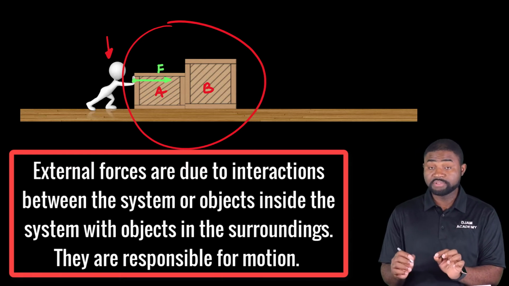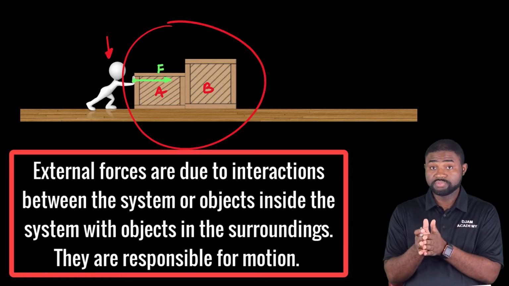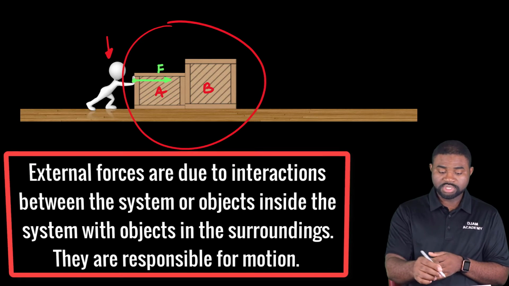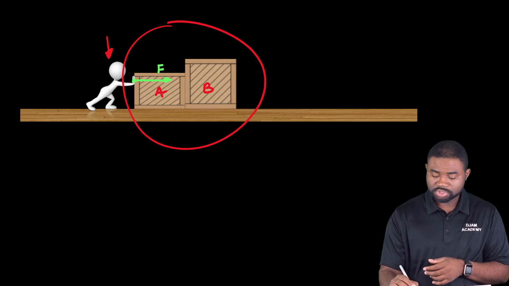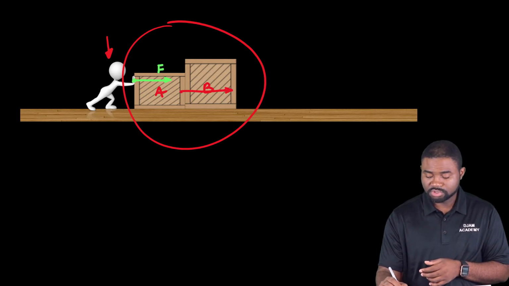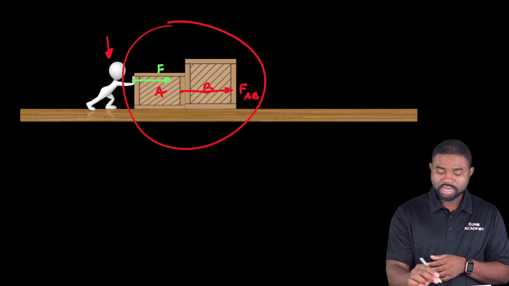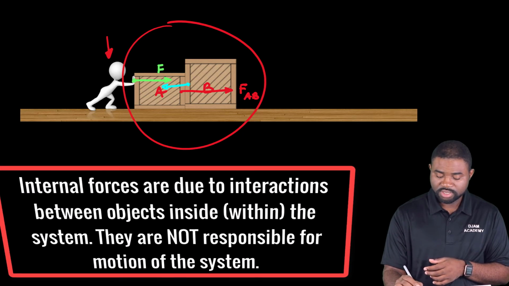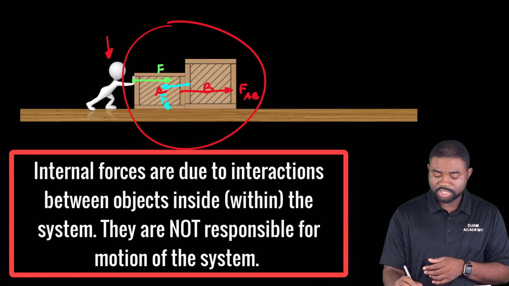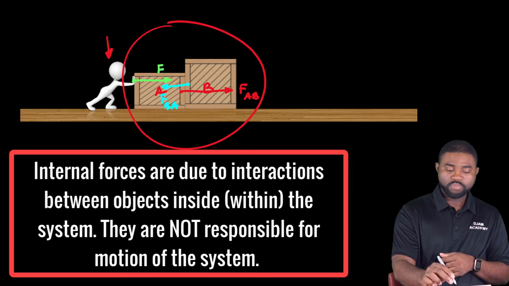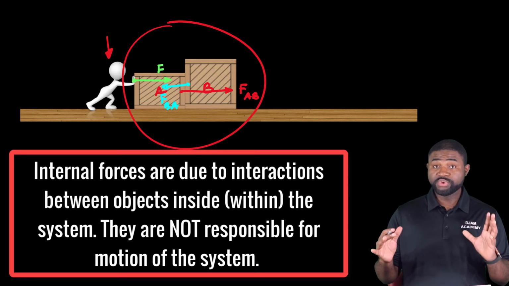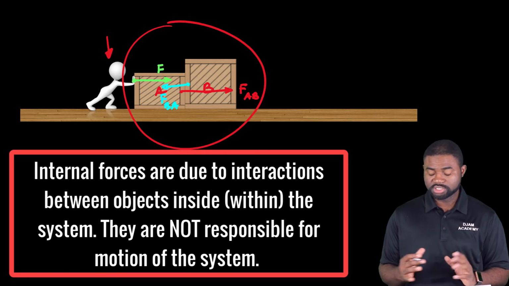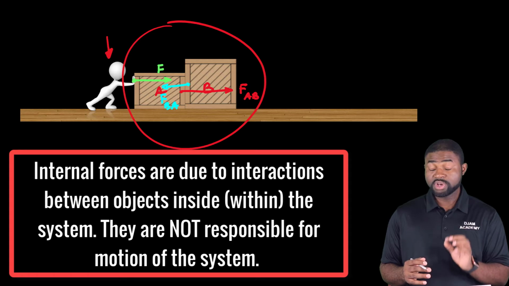Now, box A and B are touching each other. By virtue of Newton's third law of motion, box A exerts a force on box B. This is the force that A exerts on B. And box B exerts a force on box A. This is the force that B exerts on A. Now here's the deal. There are three forces on this diagram. You have F, you have FAB, and you have FBA.